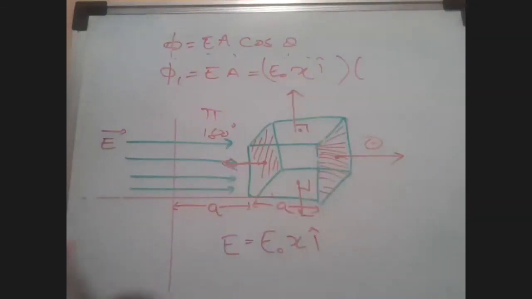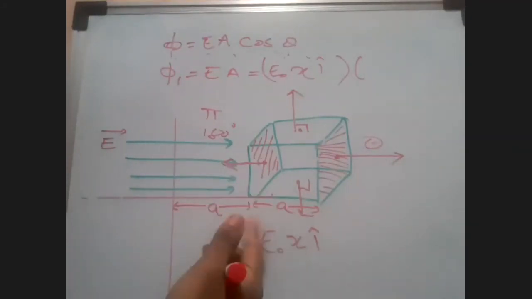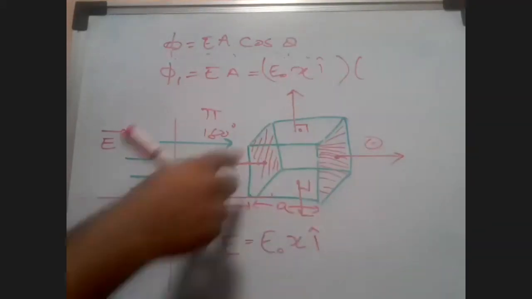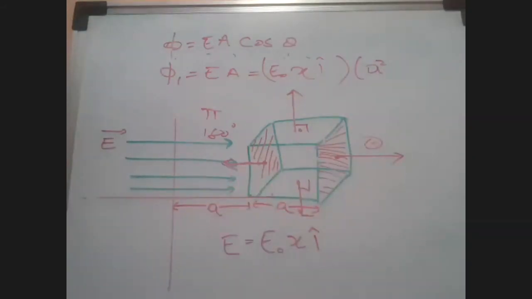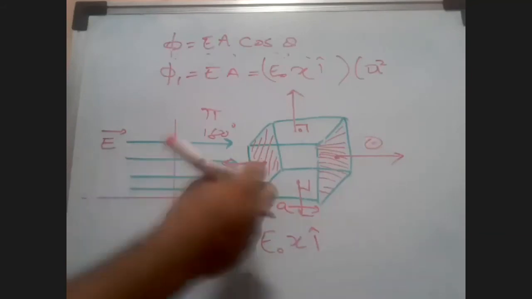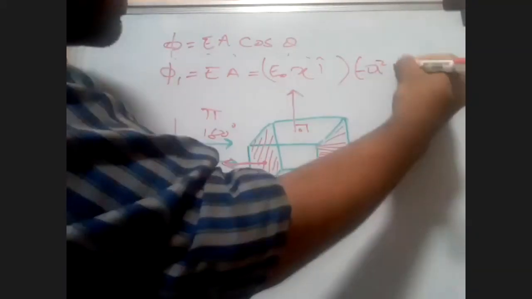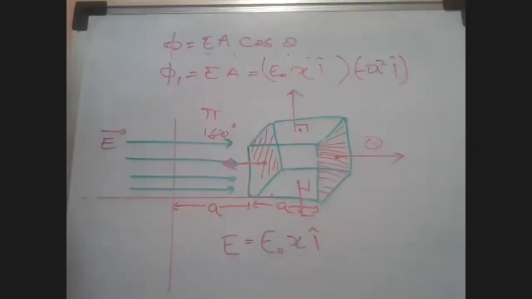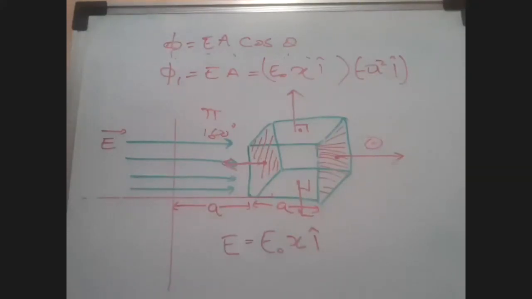Okay, E naught x I cap into the area vector. What is the area of this side? I have taken the cube side as A. All the sides are basically A, so it is going to be A square. You all understood this? A square. But look at this: the area vector is pointing which side? It's pointing the opposite side. So it's going to be minus A square I cap. I cap is the vector notation of the x-axis. If it is going to point in the opposite direction, that is, this side, it's going to be minus I cap.